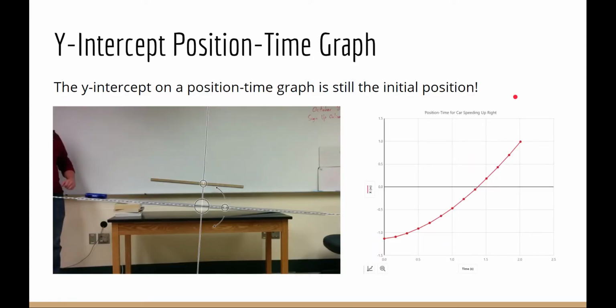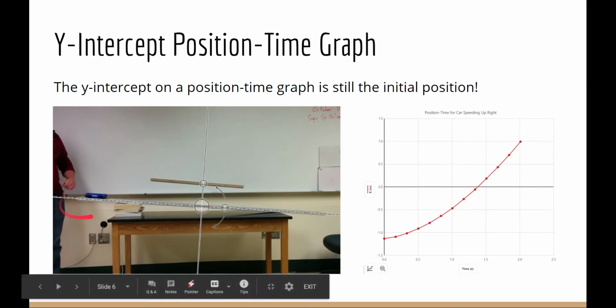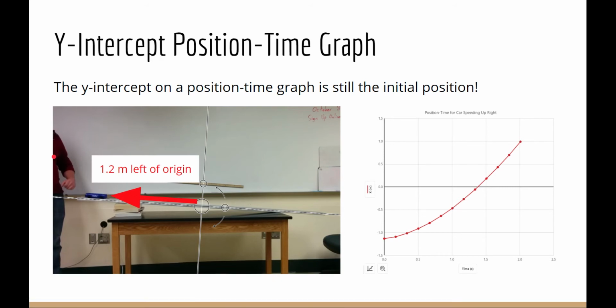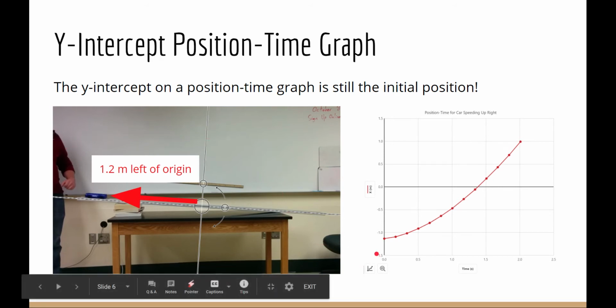So let's take a look and recap what we know of y-intercepts. So on a position time graph, the y-intercept still represents the initial position, so that doesn't change from last unit. If we take a look at our setup here, our car is over here to the left of the origin. In fact, it's 1.2 meters to the left of the origin. So take a look at our position time graph. It still shows up at negative 1.2 meters for our y-intercept.